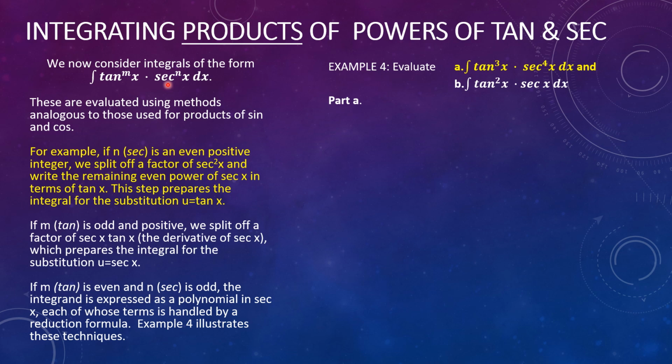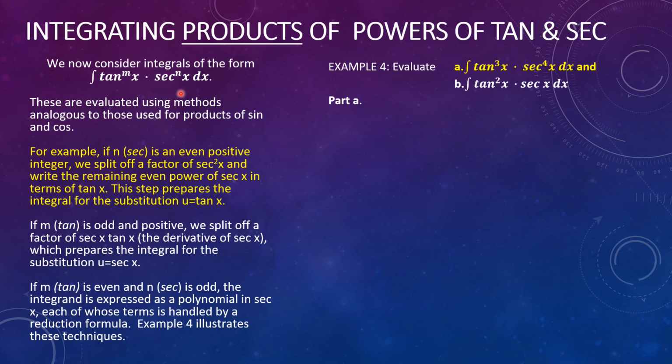If m, the power on tangent, is even, and n, the power on secant, is odd, the integrand is expressed as a polynomial in secant x, each of whose terms is handled by a reduction formula. Example 4 illustrates these techniques. So first let's look at part A of example 4. Evaluate the integral of tangent cubed x times secant to the fourth power of x dx.